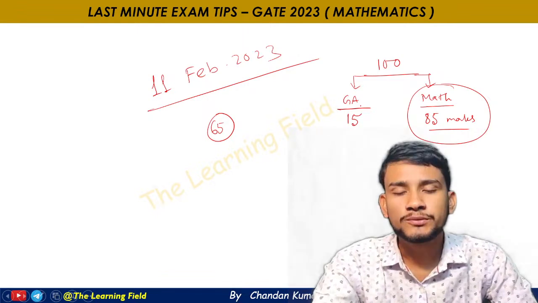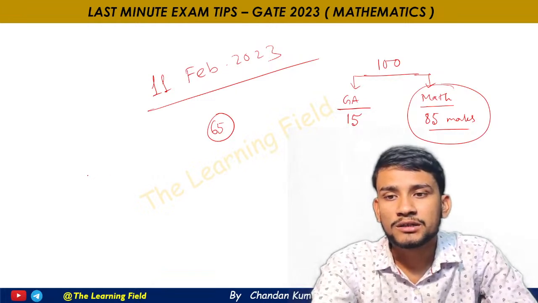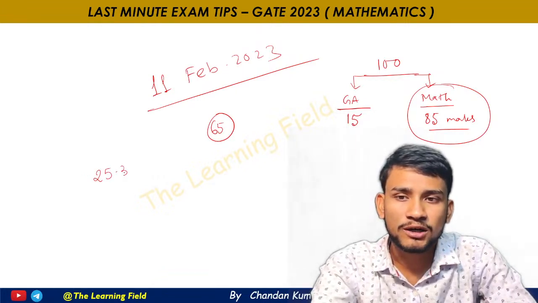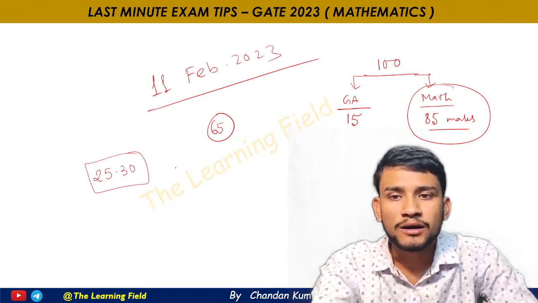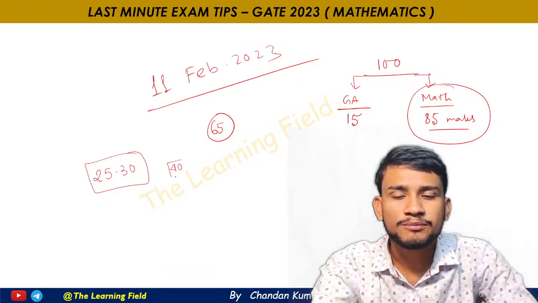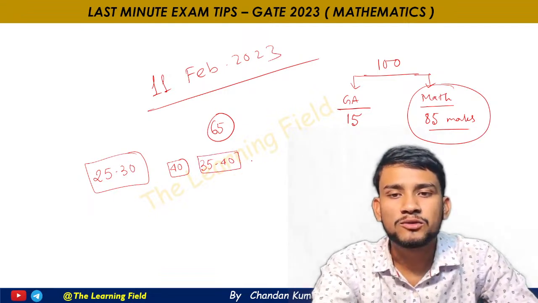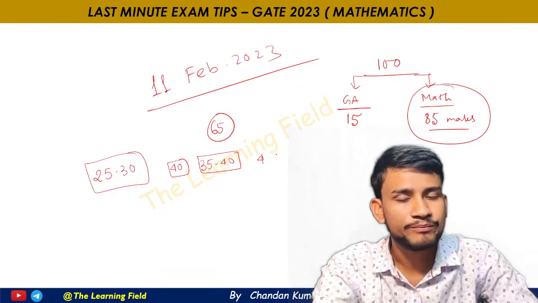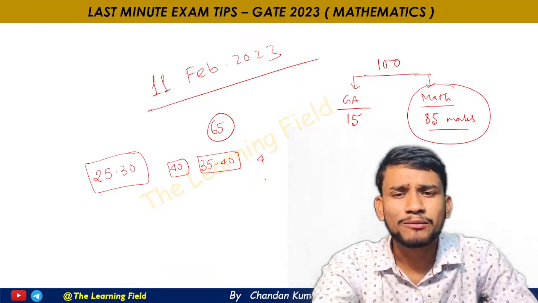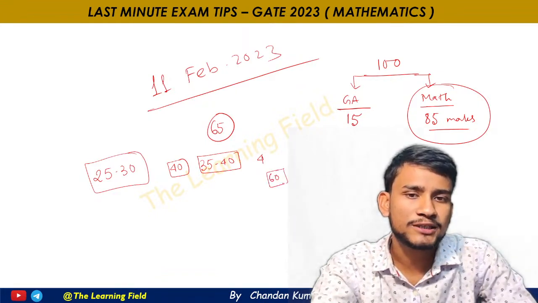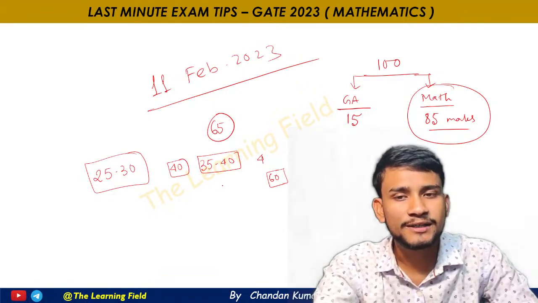So how can we crack the exam? In the GATE exam, we know that approximately 25 to 30 marks is the cutoff, and if we score 35 to 40, then this is good marks. If you score above 40 to 45, then this is very good, and you can get a single digit rank or AIR. I think near about 55 to 60 is the highest marks for the GATE exam. So we can crack the GATE exam in an easy way.